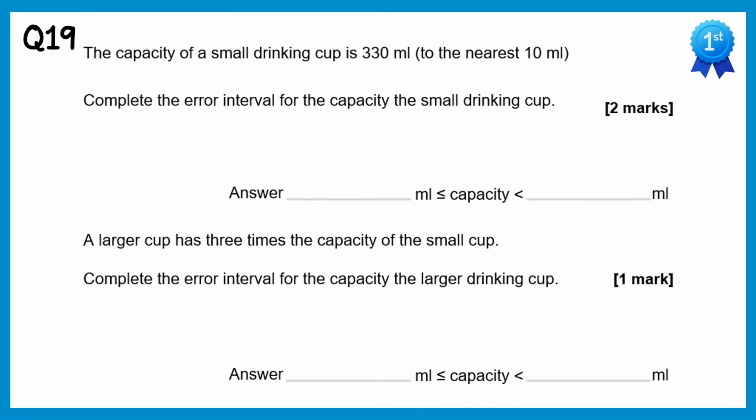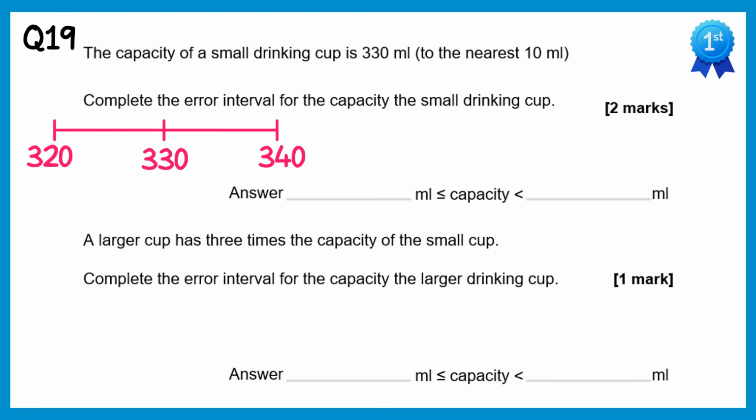For this question, we need to write down an error interval. To do error intervals, I like to draw out a sketch of a number line. I'll always place the number from the question in the centre. So we've been told 330 millilitres, so let's put that in the middle. This has been rounded to the nearest 10 millilitres. So I'm also going to write 10 millilitres below that and 10 millilitres above that. So 10 millilitres below is 320 and above is 340.